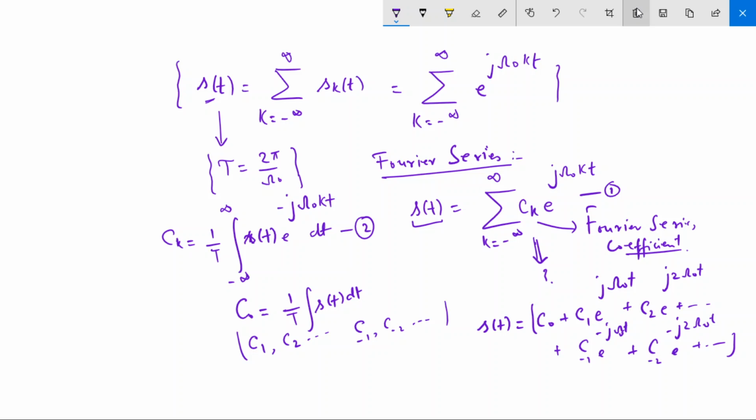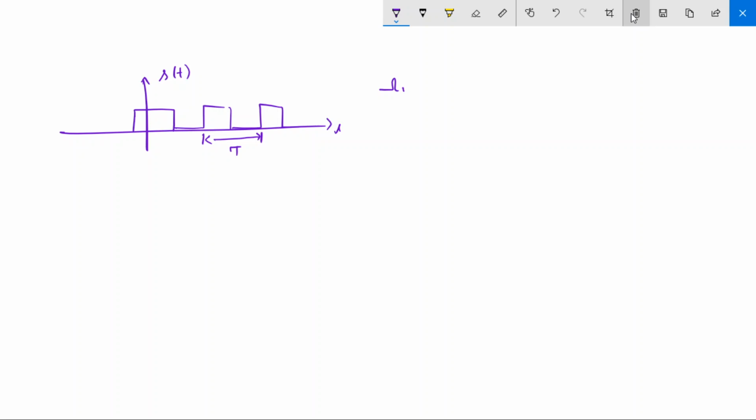And how do you get this omega naught from s(t)? You can simply see what the time period is, and from that time period you can directly calculate it. Suppose I have a waveform like this, a square wave. This is s(t). This is the time period, which may be any value T. Once you get this T, you can find its fundamental frequency, that will be 2 pi by T.